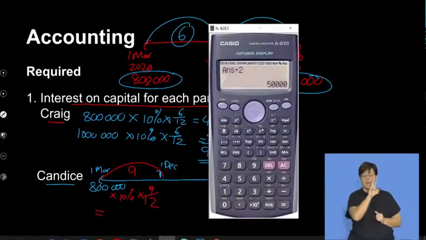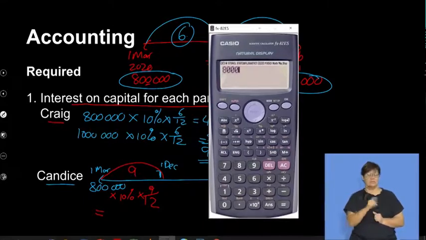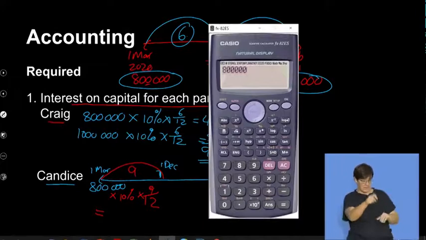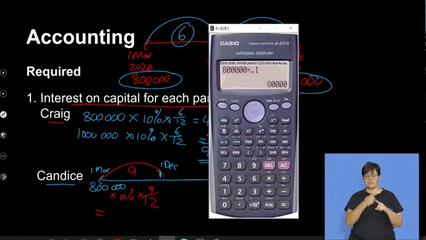Okay, so let's get our calculator out again. This time we're looking at 800,000. Again, just watch for the zeros, 5 zeros, times 10%, and then times 9 divided by 12. I'm hoping I don't get decimals. I don't. 60,000.